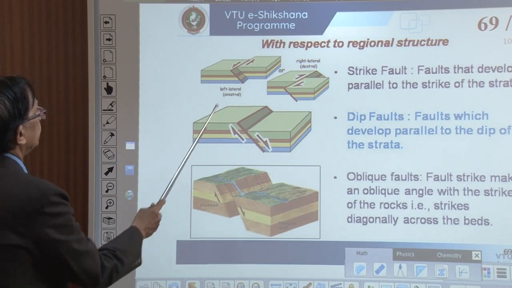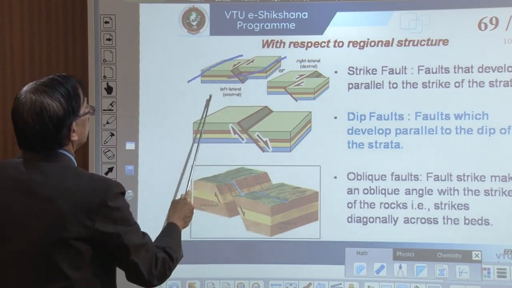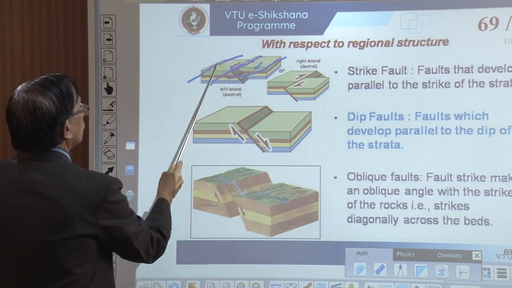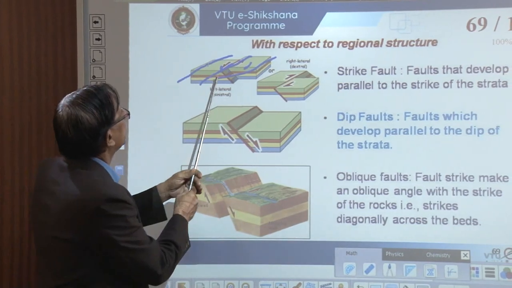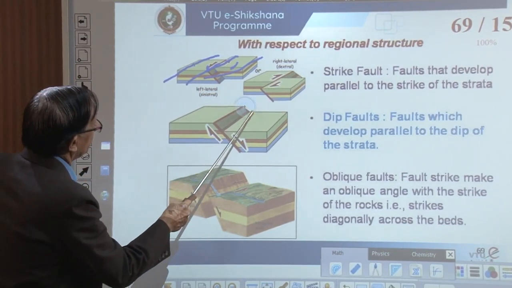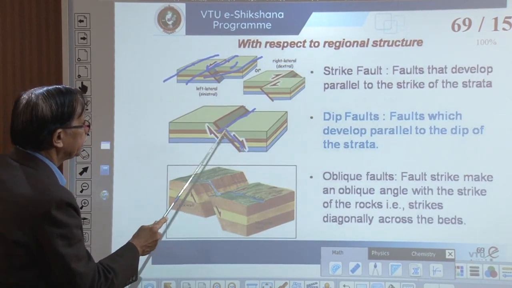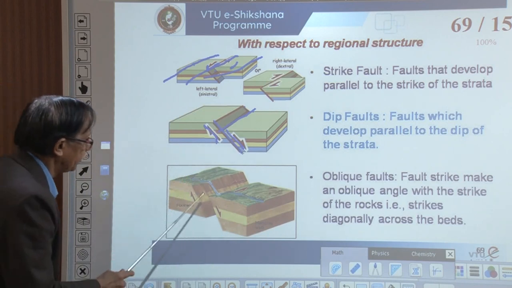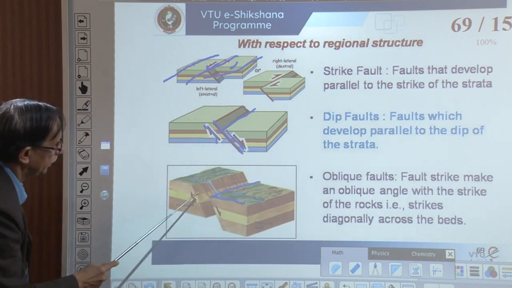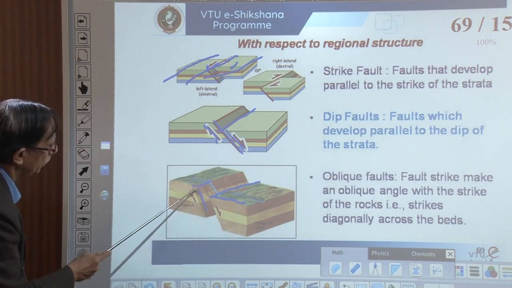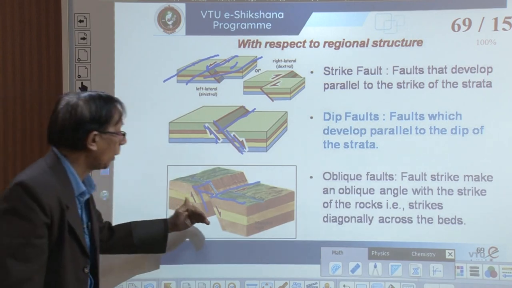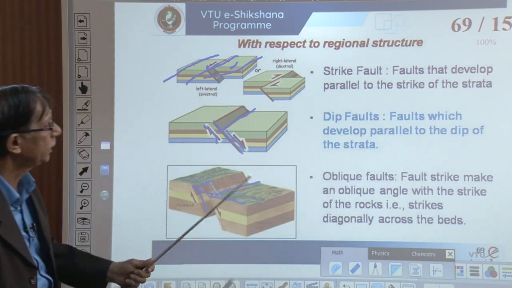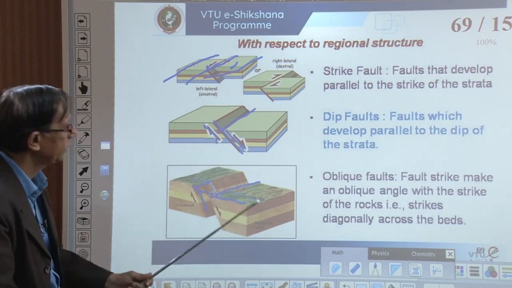What are these? Now, this is the local structure, and the fault plane is like this. When the fault plane and the movement are parallel to the local structure, we call it a strike fault. Here, if this is the fault plane and the movement has taken place along this gradient, we call it a dip fault. Here the movement is neither parallel to strike nor parallel to dip, but somewhere in between. This is called an oblique fault. So movement parallel to dip, parallel to strike, or neither parallel to dip nor to strike, we call oblique faults.